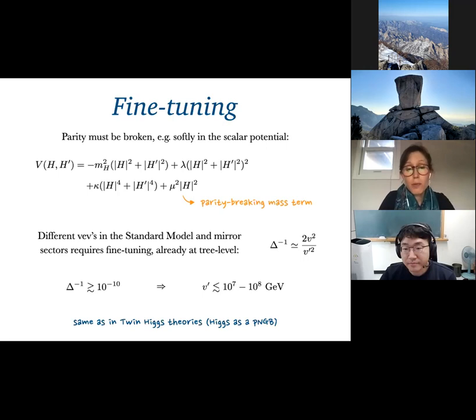And now, this is probably already apparent to some of you, but the structure of this scalar potential and of the entire theory more generally is the same as what we find in theories that try to address the electroweak hierarchy problem by realizing the Higgs as a pseudo-Nambu-Goldstone boson of some accidental global symmetry. And the most famous example of this are the so-called twin Higgs models.